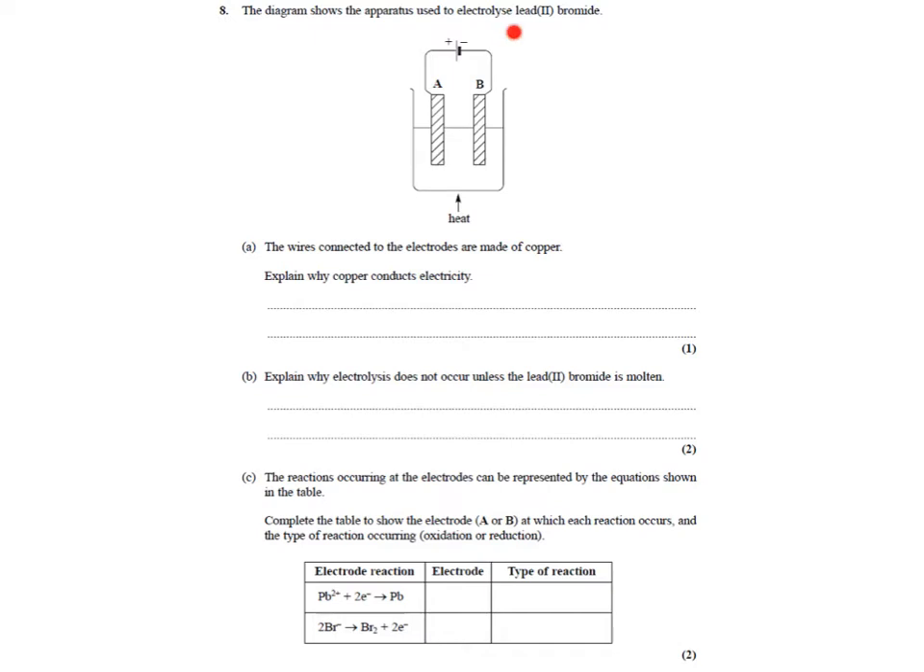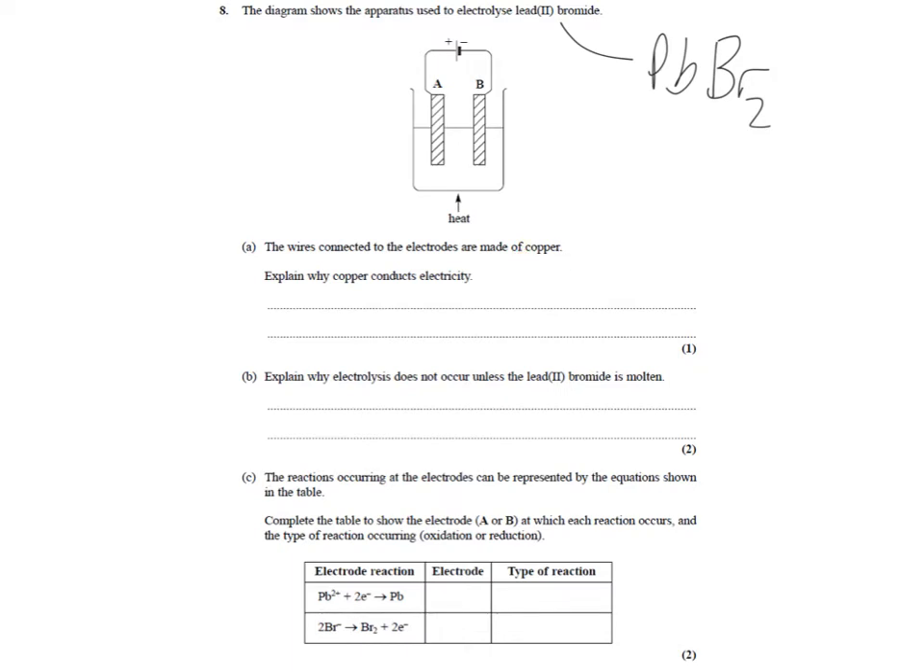So we're using lead 2 bromide, and lead 2 bromide has the formula, I'm hoping you know this, of PbBr2. Bromine has a valency of 1, lead has a valency of 2 as we're told, so swap them over, PbBr2. And we've got the lead bromide in the beaker, we're heating it to melt the lead bromide, and it says here that we're using copper electrodes.